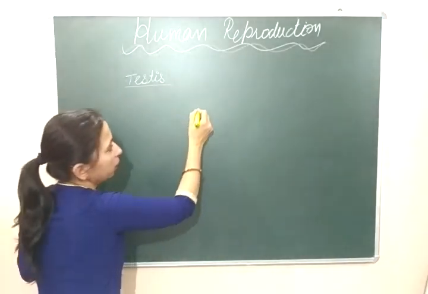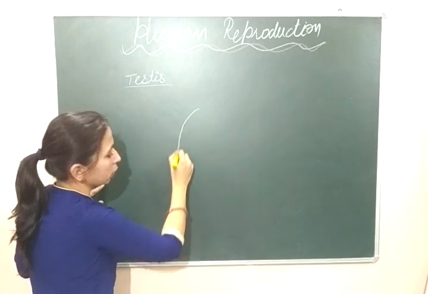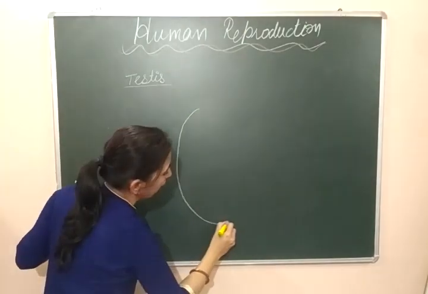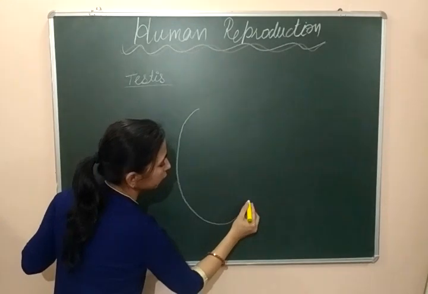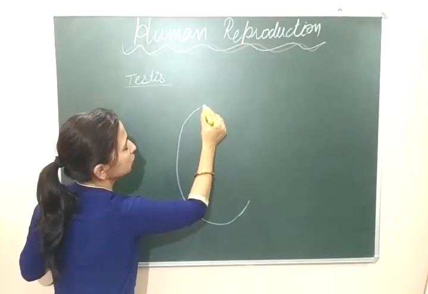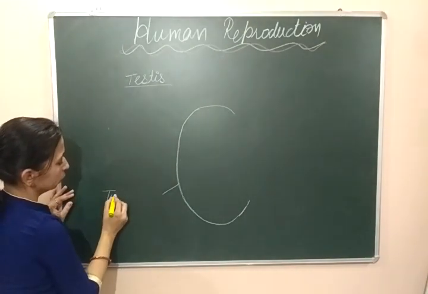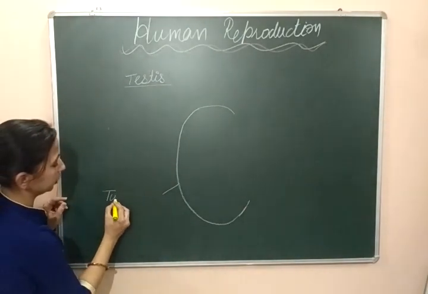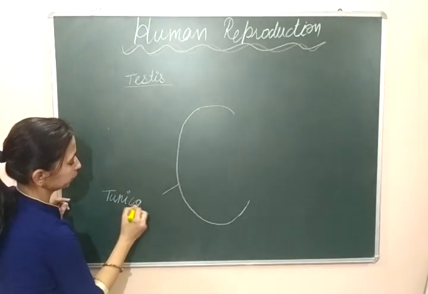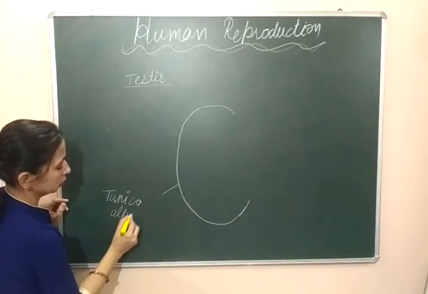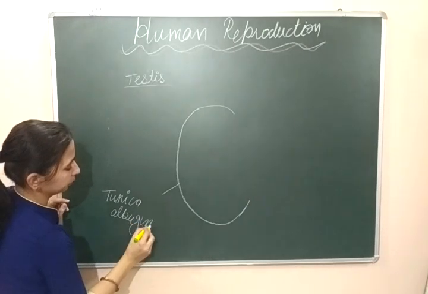Testis is covered by a layer that is known as tunica albuginea. The outer covering of testis is known as tunica albuginea. So write it here, that is tunica albuginea.